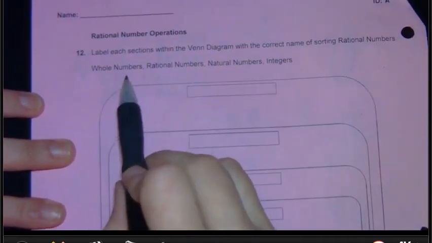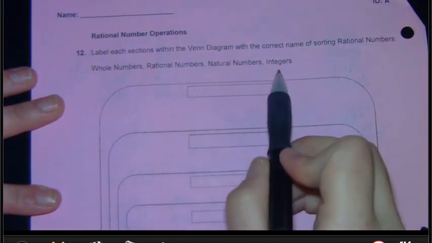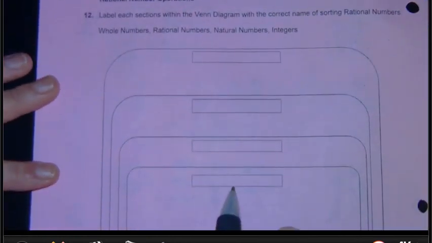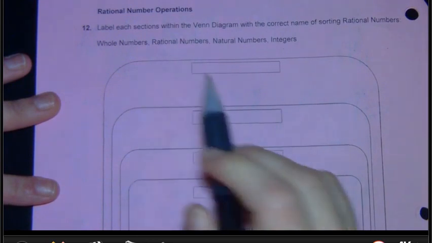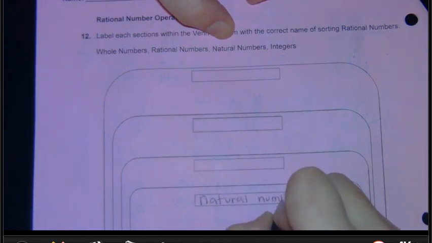All right. Number 12, label each section within the Venn diagram with the correct name of sorting rational numbers. So I have whole numbers, rational, natural, and integers. So I'm going to start from the inside outwards. Well, the first thing that we ever learn, very first, is our counting numbers, which is your natural numbers. These are your positive whole numbers.